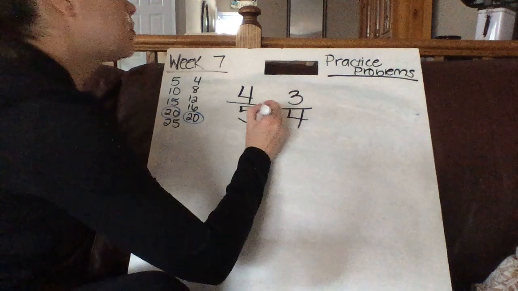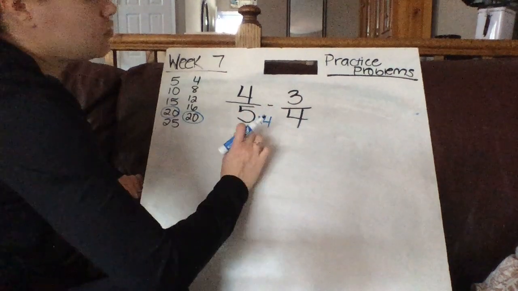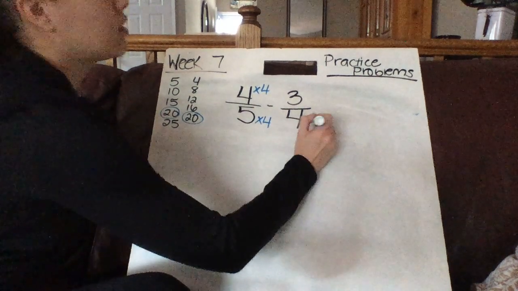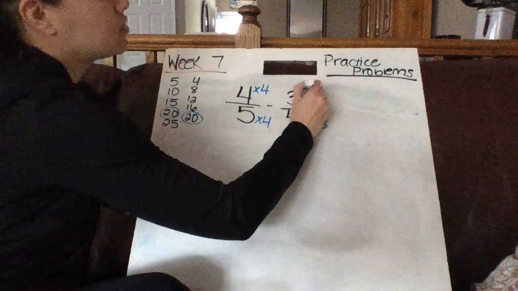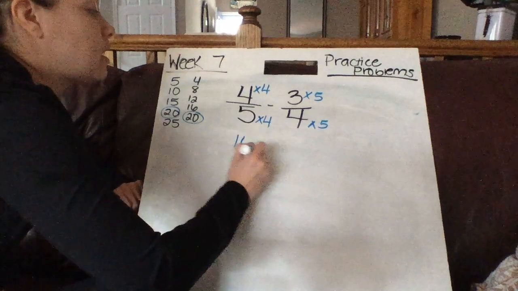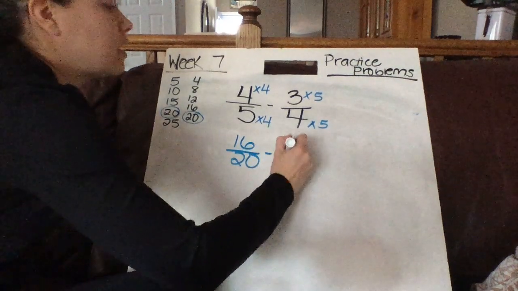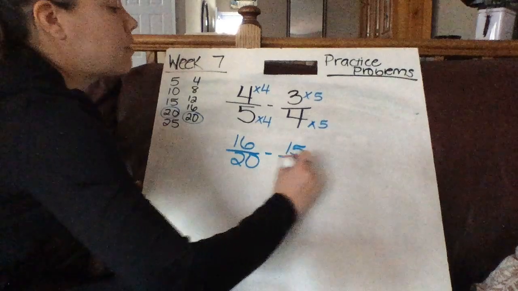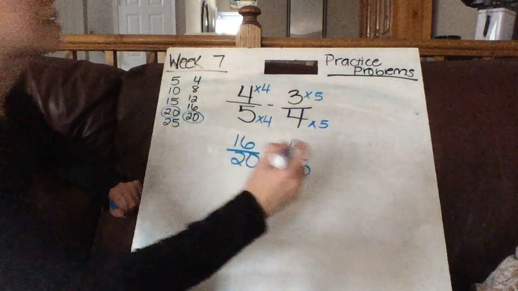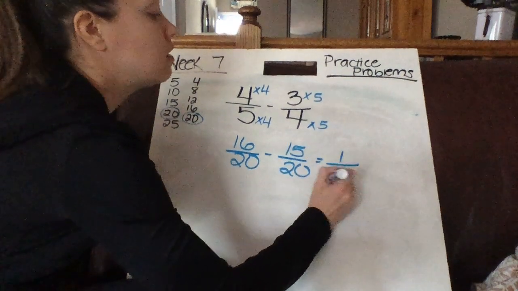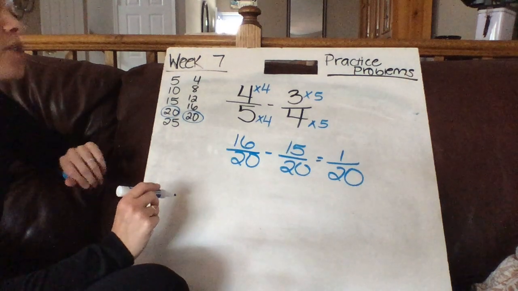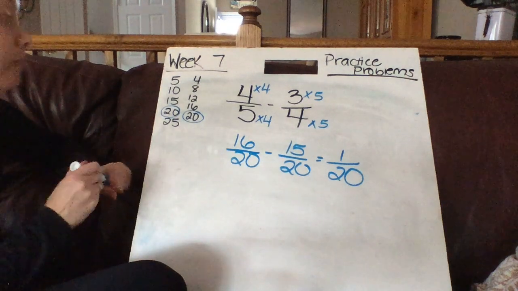Okay, so I'm going to multiply 5 by 4, and what I do to the denominator, I have to do to the numerator. What I do to the denominator here, which would be multiplied by 5, I need to do to the numerator. So my fractions are going to change a bit. I'm going to get 16/20 minus 15/20. So now that they have a common denominator, I can continue subtracting. 16 minus 15 equals 1/20. Okay, and the same rules apply for adding fractions as well. So don't forget about that.